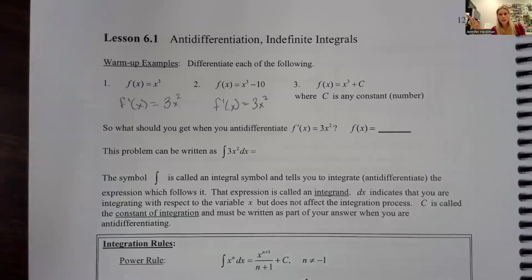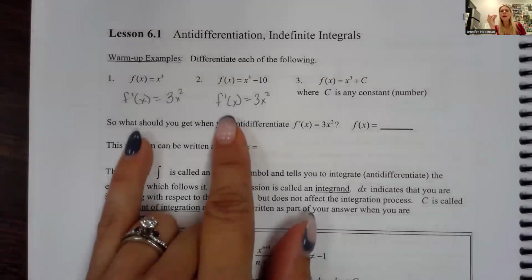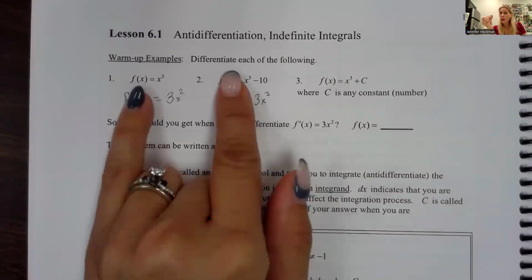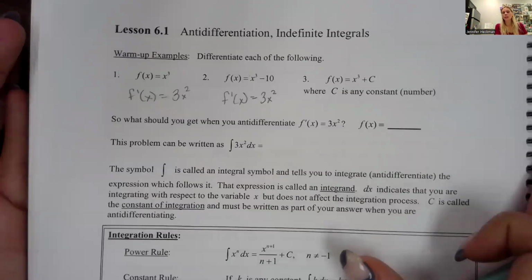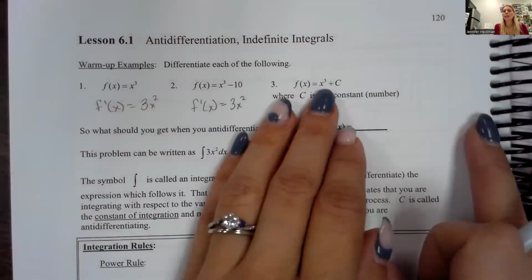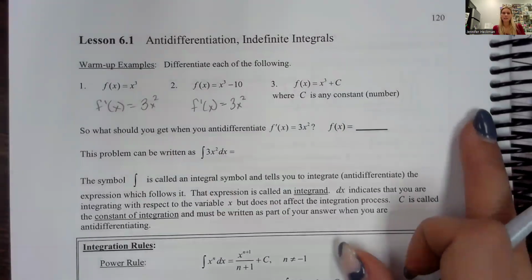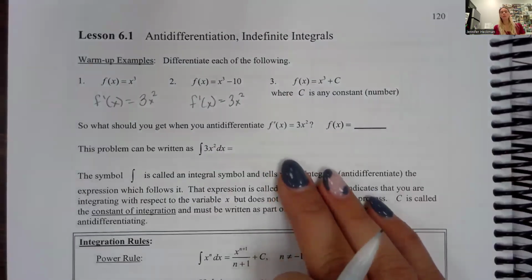So we're done. But wait a second. That's the same derivative. Different functions, same derivative. So what does that mean? Well, let's just check. In number three, we have f of x equals x cubed plus c. So c could be any constant. It doesn't have to be 10. It could be 1. It could be 500. It could be a million, right?